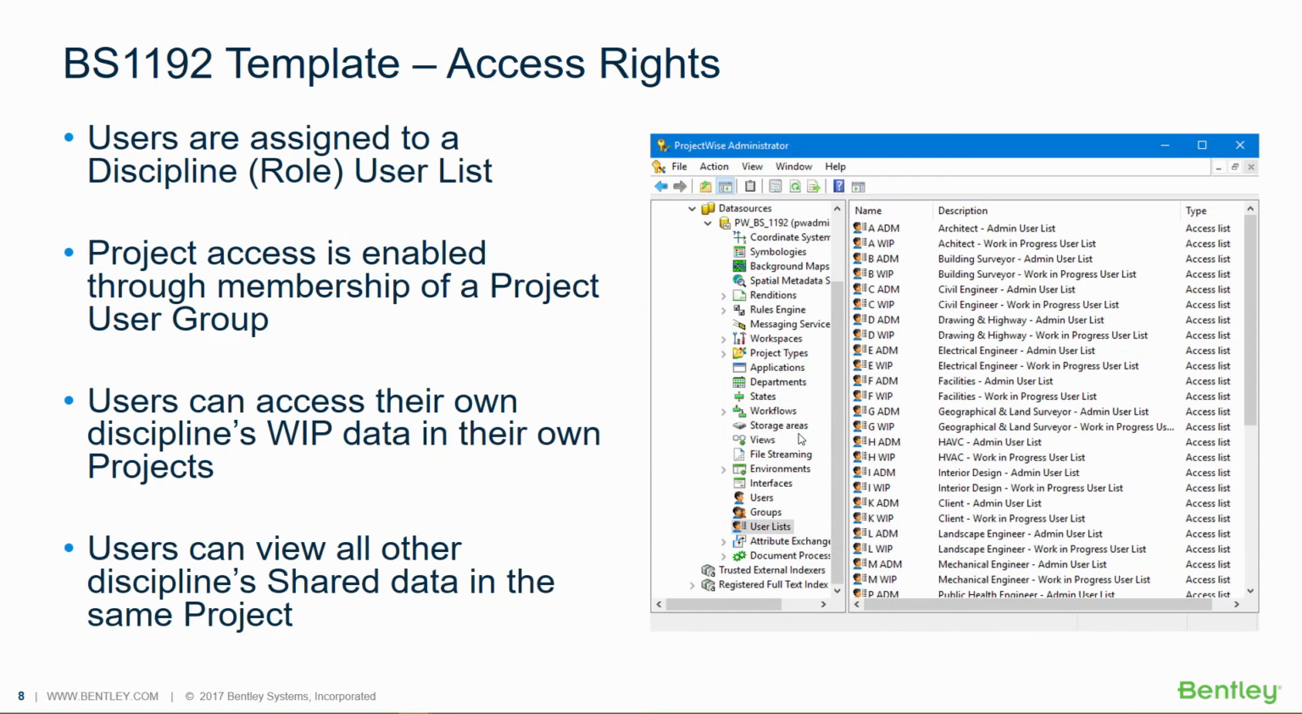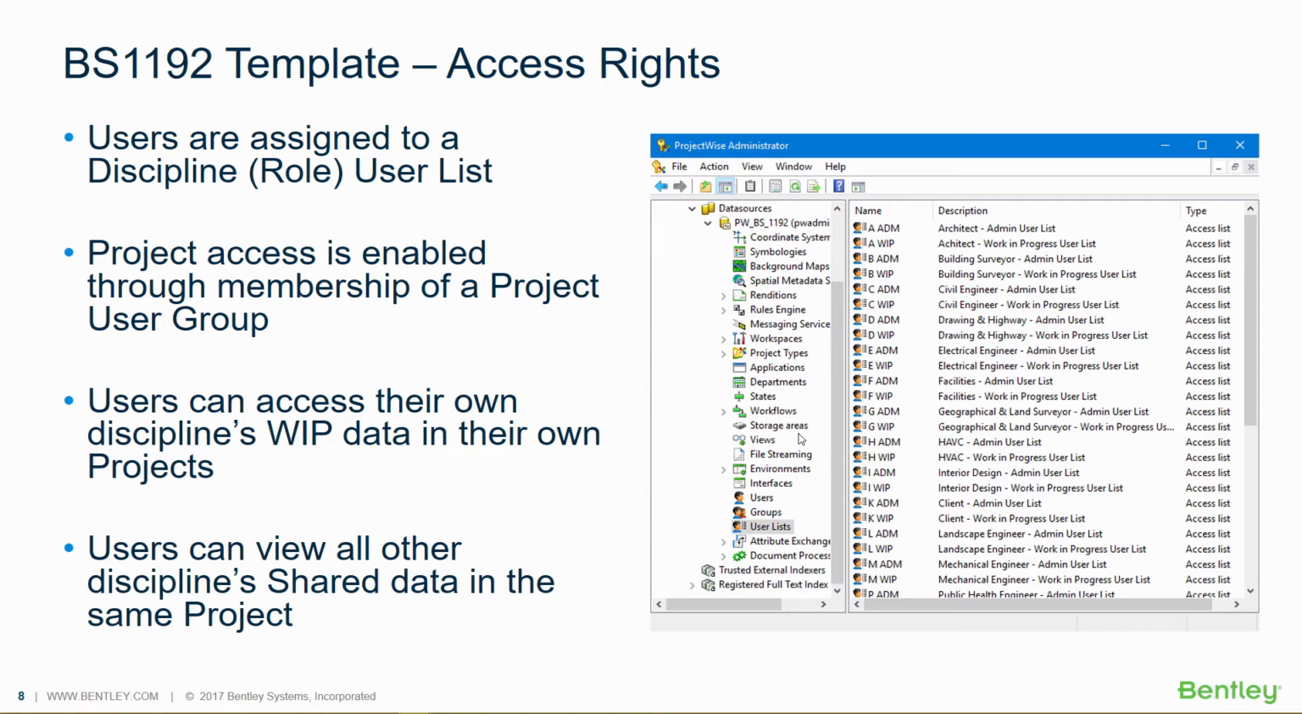If we go into ProjectWise Administrator, we can have a look at the user lists, and we can see how we set up new users on a project and provide them permissions automatically. So for each discipline we've got an admin user list and a work in progress user list. Each has different permissions, and they have different permissions based on their discipline as well.